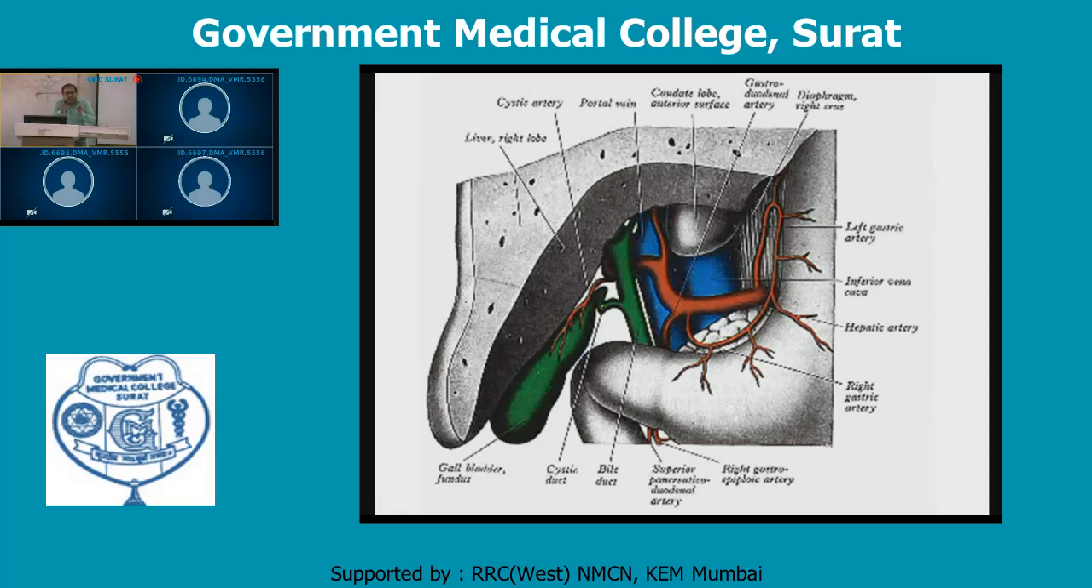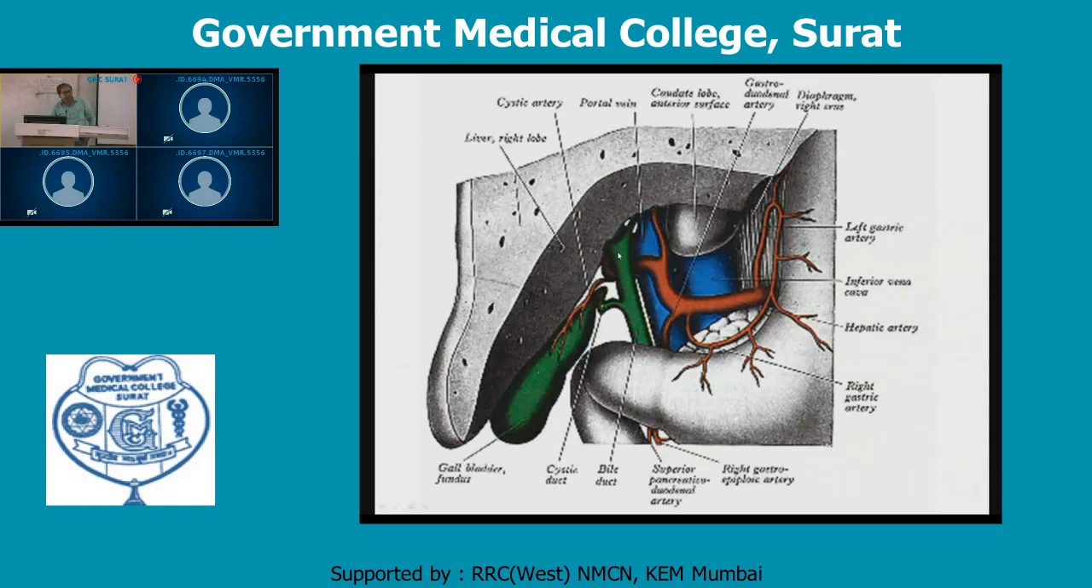After its formation, this common hepatic duct descends within the right free margin of the lesser omentum, where it lies in front of the epiploic foramen. After coursing about 3 centimeters on average, this common hepatic duct is joined from the right side by the cystic duct to form the common bile duct.